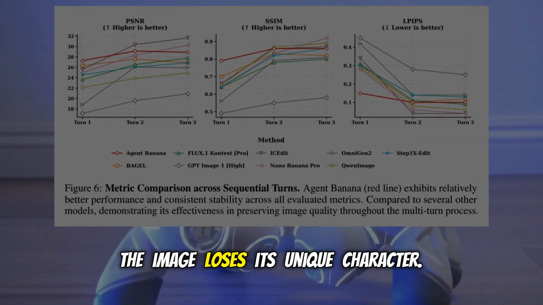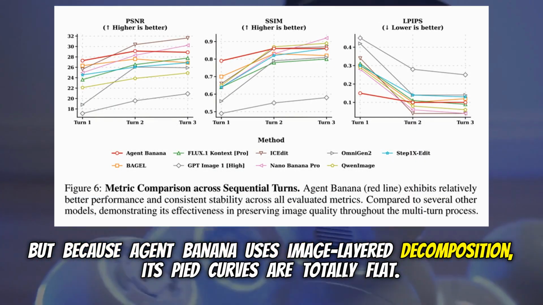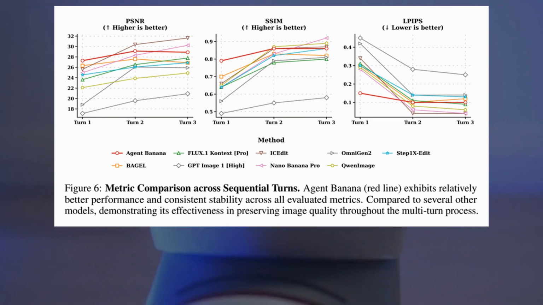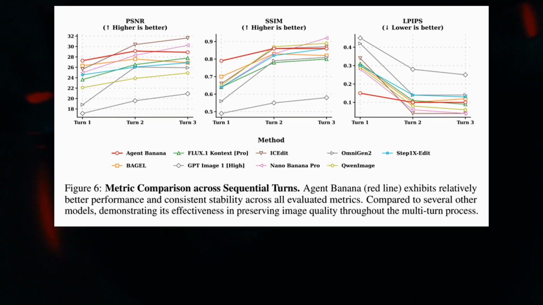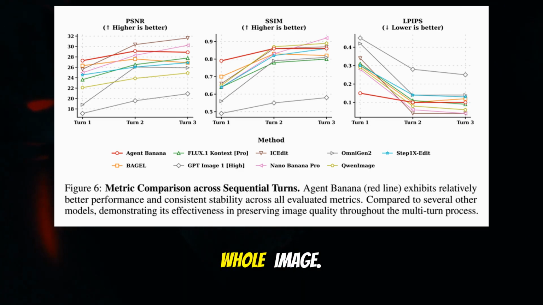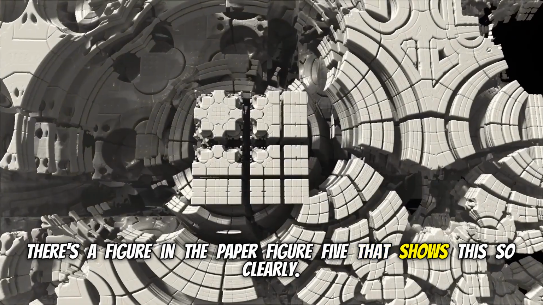The image loses its unique character, but because Agent Banana uses image layer decomposition, its PIED curves are totally flat. Zero drift. Because the background pixels literally never enter the generator? Precisely. And this is basically the proof that for professional level consistency, you just cannot trust an end-to-end generator with the whole image. You have to constrain it. There's a figure in the paper, figure 5, that shows this so clearly.